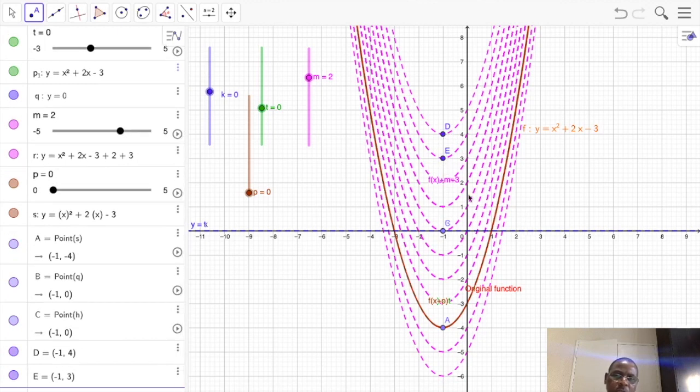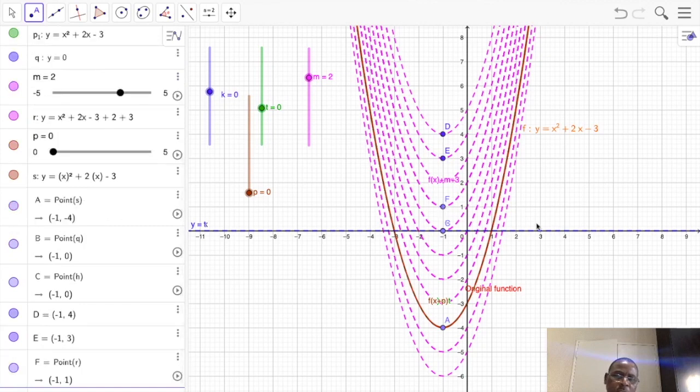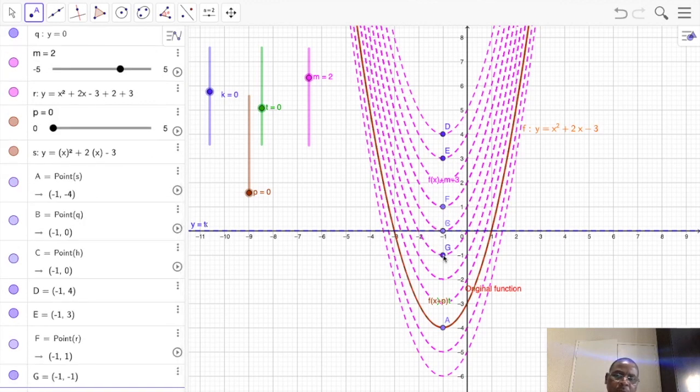This graph also does not intersect. This one also will not intersect. This one intersects, but only once. They only touch once, so that won't work. This one here, you can see it crosses the x-axis in 2 different places.